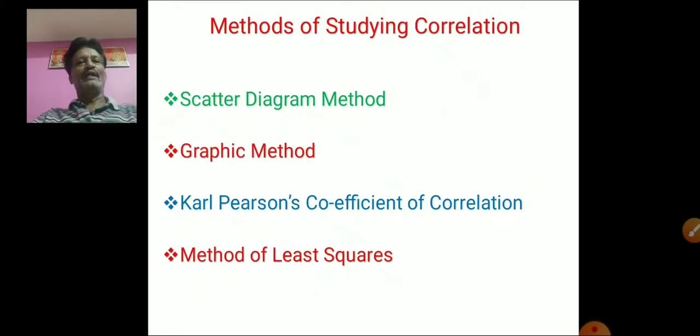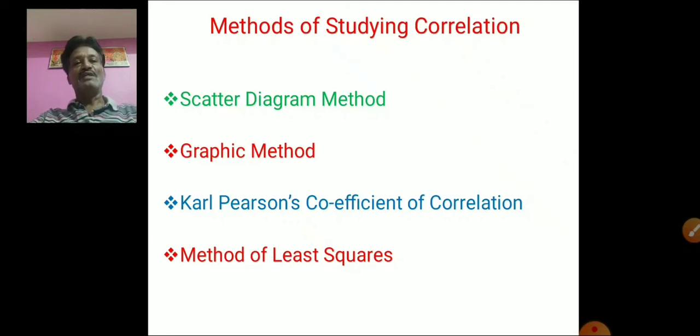Now we will enter into the topic of methods of studying correlation. In your plus 2 book, four methods of studying correlation are given. Number 1, scatter diagram method; number 2, graphic method; number 3, Karl Pearson's coefficient of correlation; and number 4, method of least squares. But the method of least squares is not explained in our topic, which means it's not necessary for you.